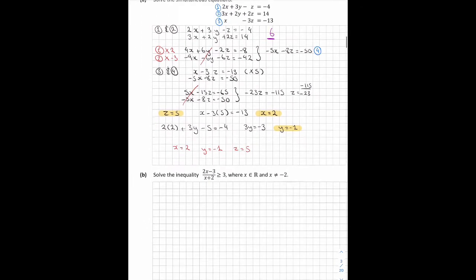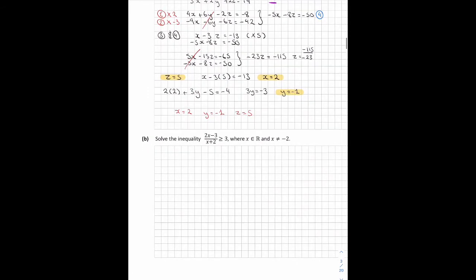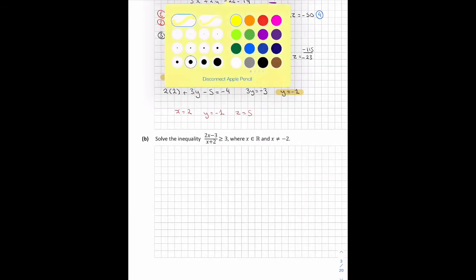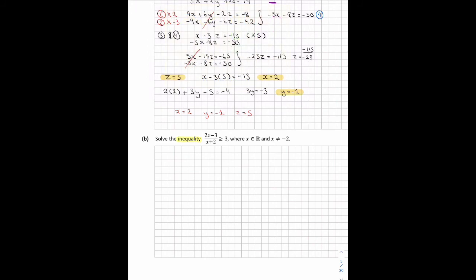Now looking at question 2. Question 2 is all about inequalities. We're asked to solve this inequality, which is (2x minus 3) divided by (x plus 2) is greater than or equal to 3, where x is an element of the real numbers. That's what that symbol means: the real numbers are basically all the numbers, including irrational ones like the square root of 2, and also all the whole numbers, the minus numbers, everything. And also that x is not equal to minus 2.